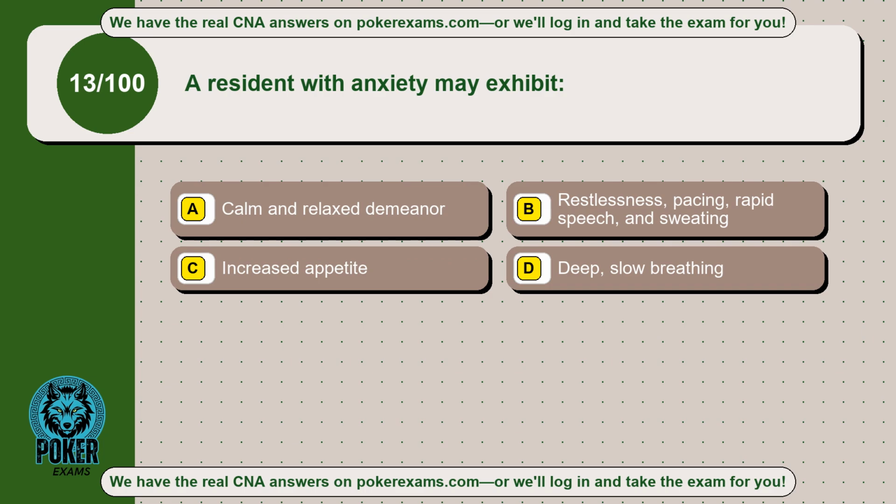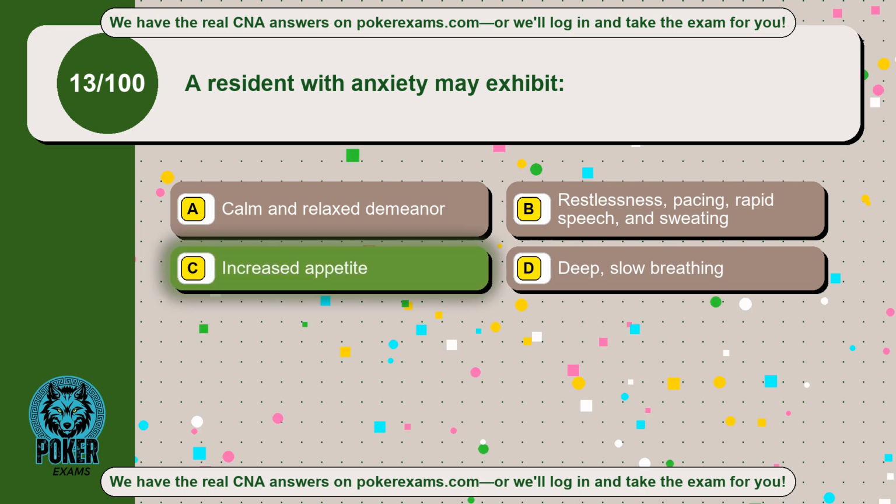Question 13. A resident with anxiety may exhibit: Option A, calm and relaxed demeanor. Option B, restlessness, pacing, rapid speech, and sweating. Option C, increased appetite. Option D, deep, slow breathing.